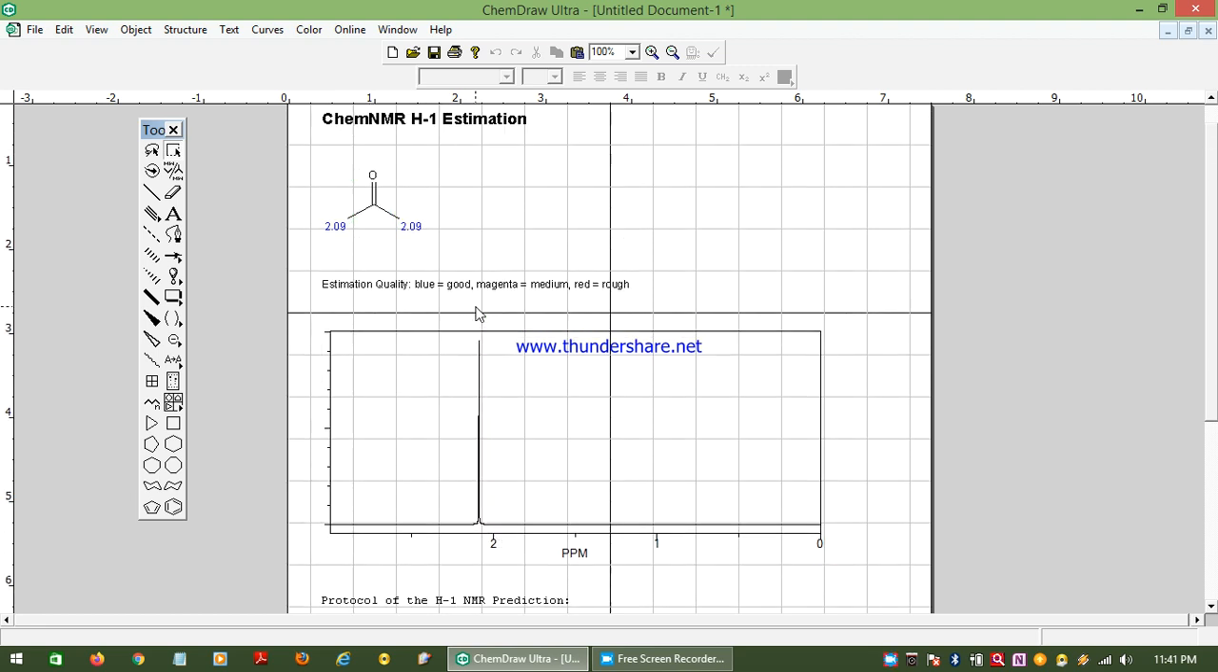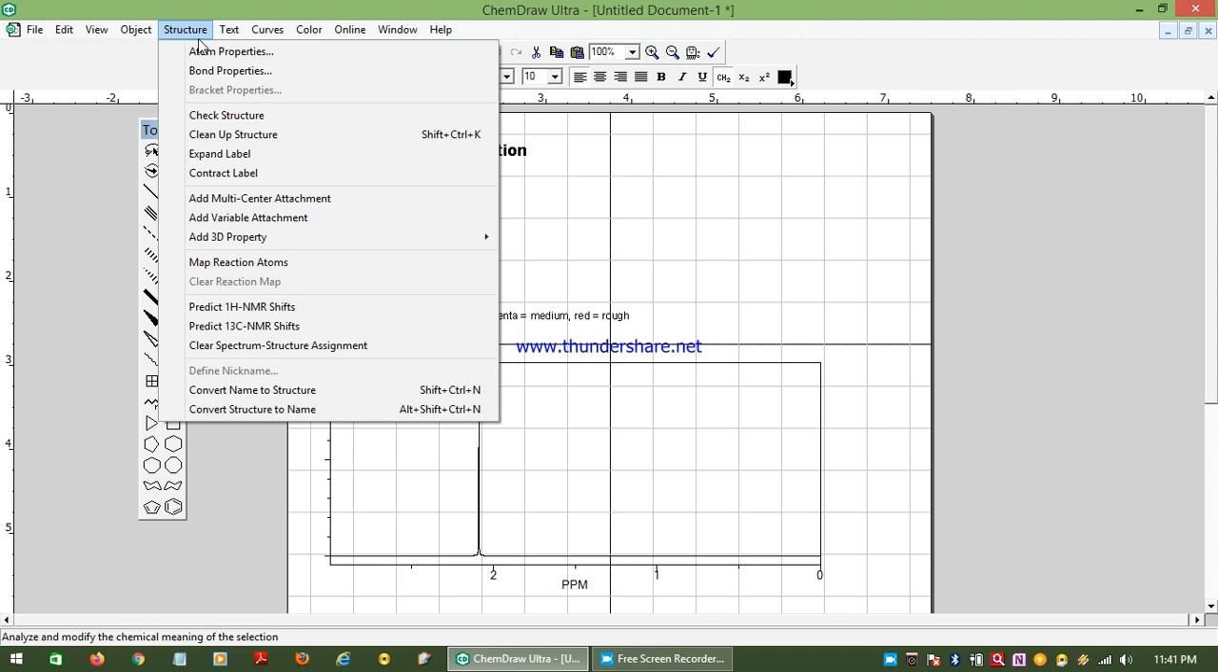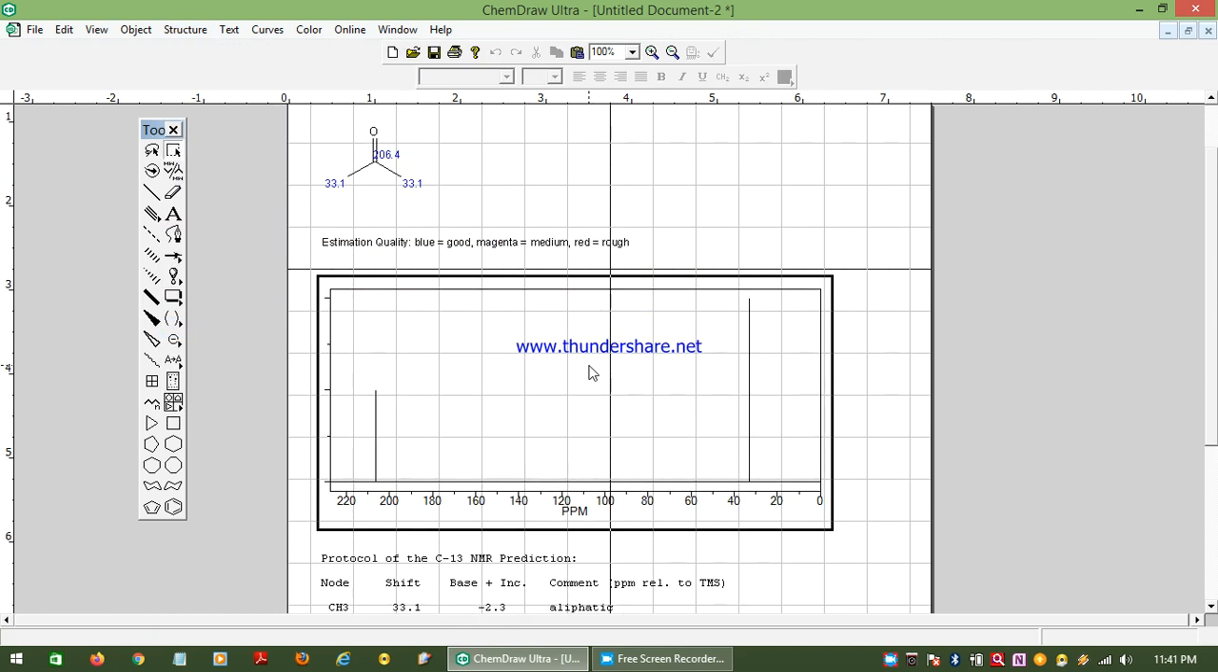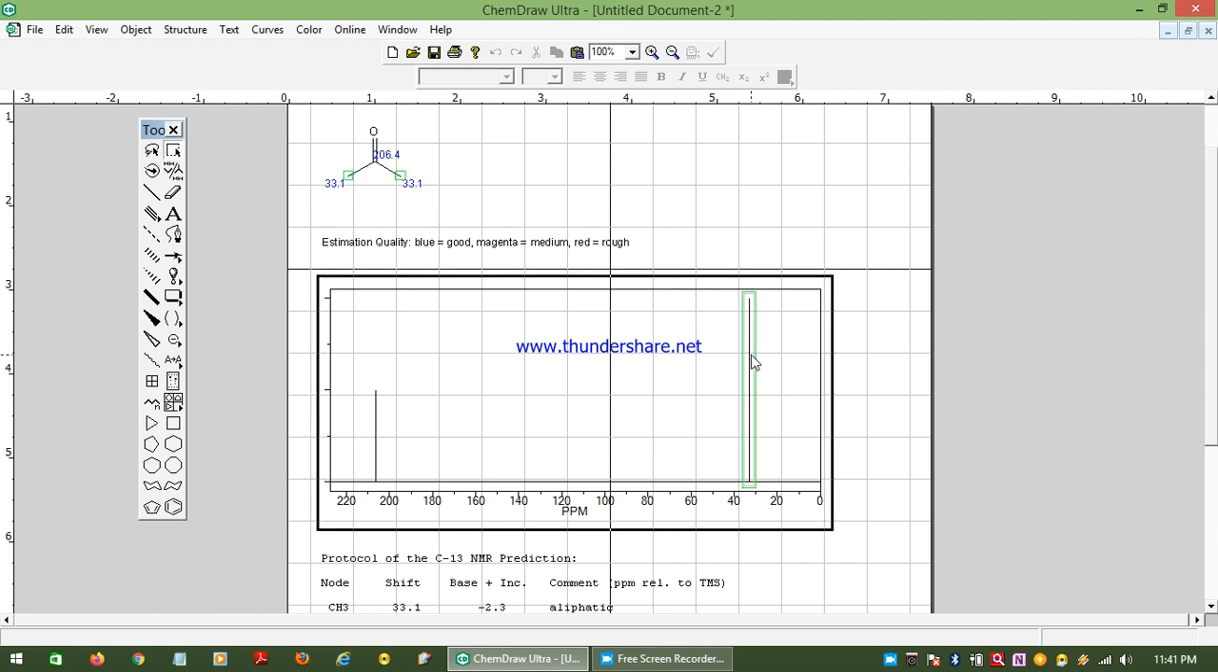This is the predicted NMR. Also we can again select this molecule, again go to structure, predict C13 NMR shift, and you'll get this C13 NMR. We have two NMR lines, one for the carbonyl carbon, one for the methyl carbon. So we'll have identification like this, and then this one is for the carbonyl.